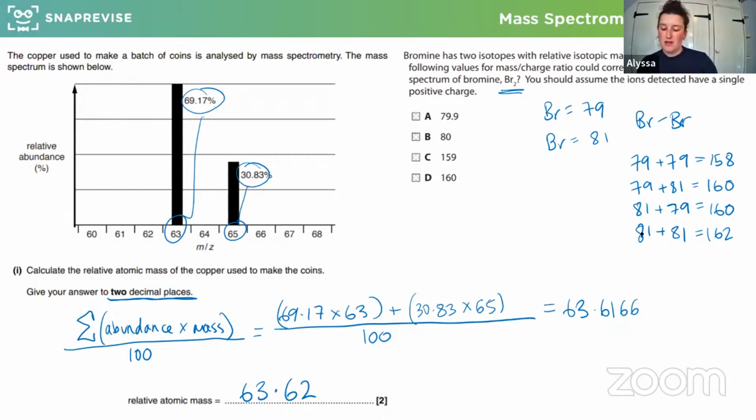So our peak is definitely going to be 160. D. Well done, those of you that said D. They like these kinds of questions, especially as multiple choice, because it means you have to think about what they're telling you, what information you've been given, and how to apply it.